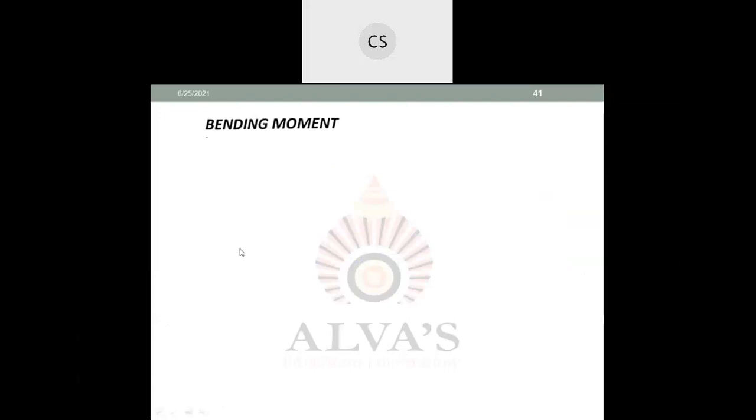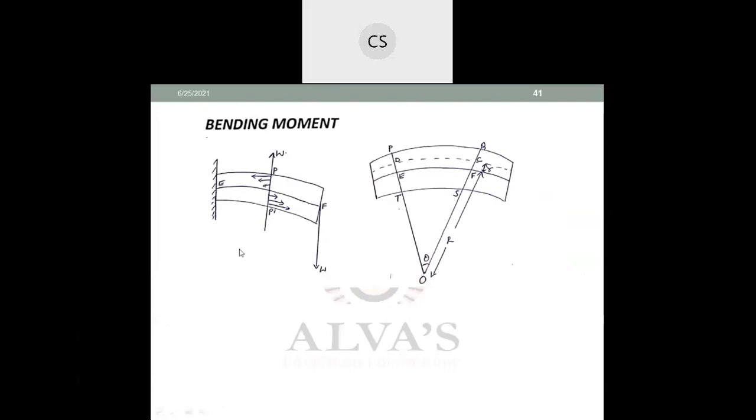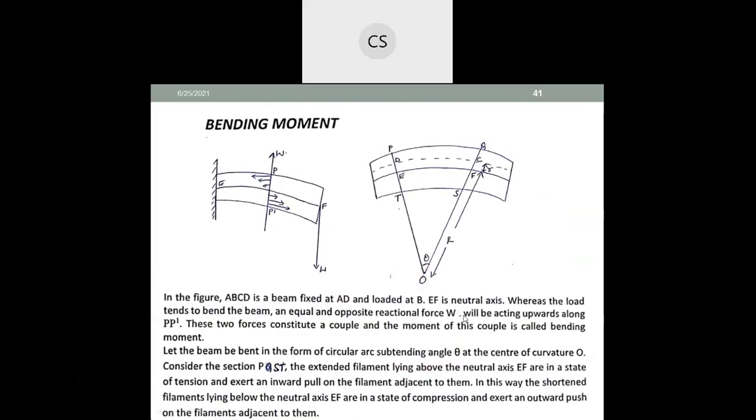Next, let us see bending. So you have the beam, now you are using it for an application, so the beam undergoes bending. Then what are the possibilities? Let's consider a uniformly bent beam. What are the things happening?